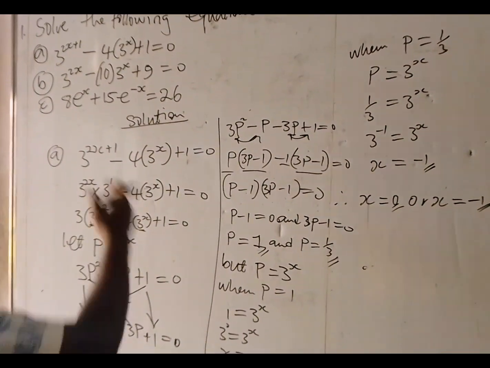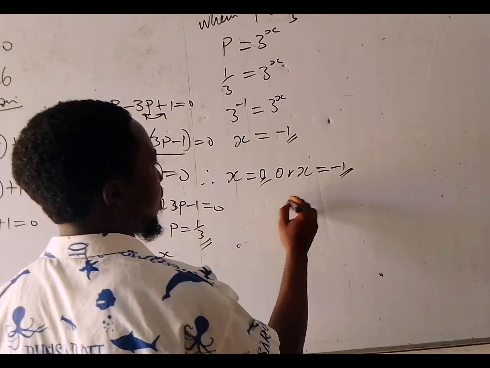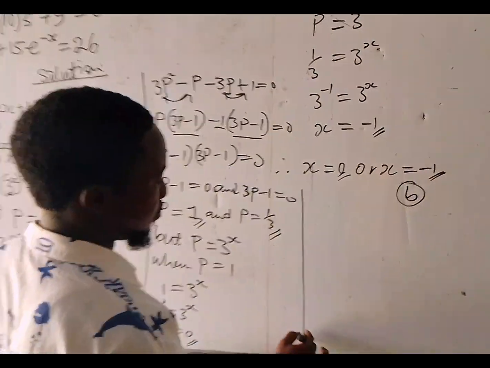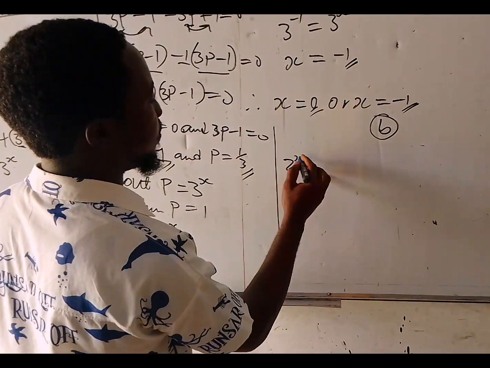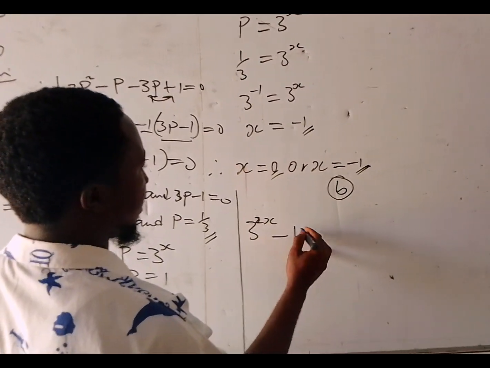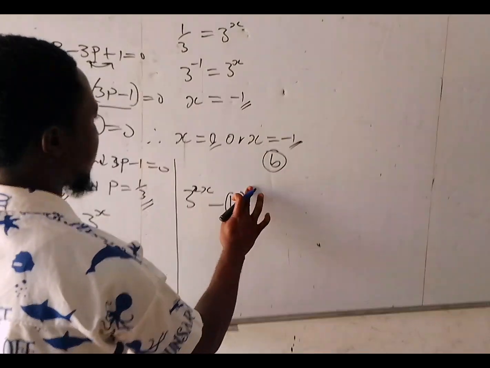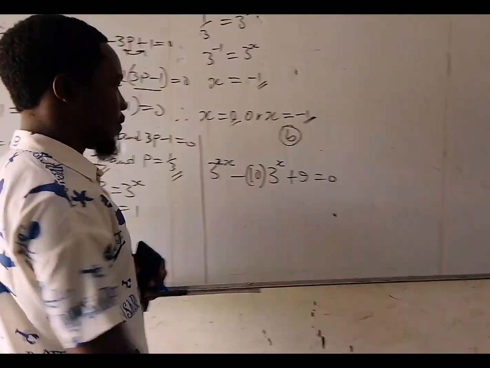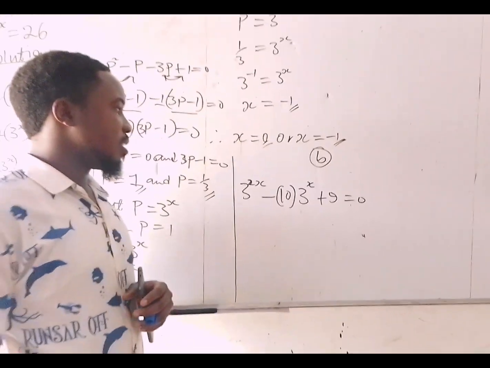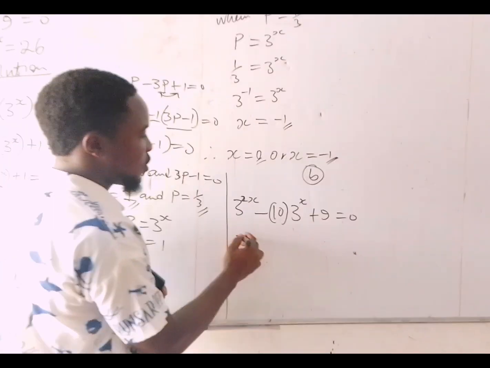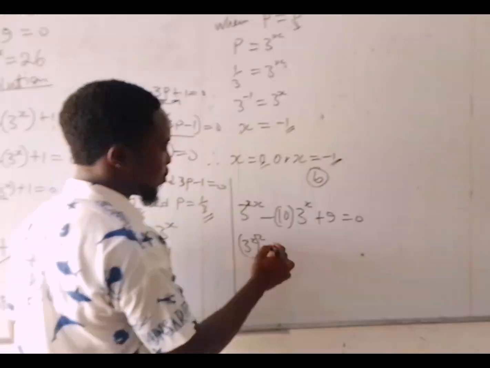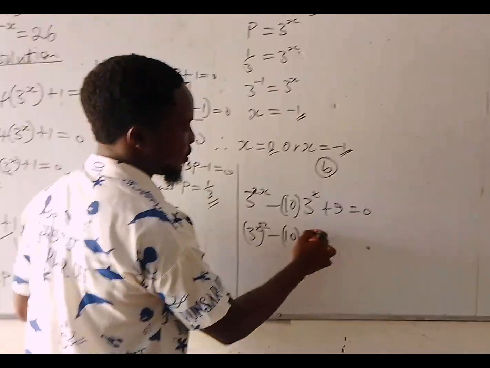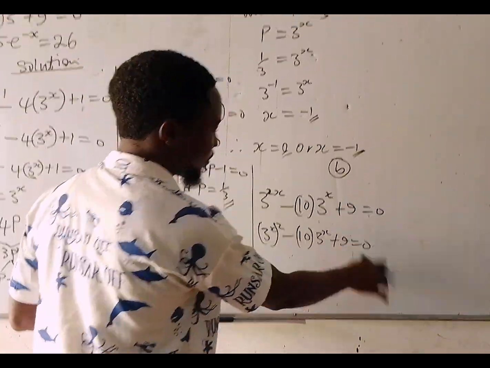Are you following? So let's look at B. So B, we have 3 raised to power 2x minus 10 into brackets 3 raised to power x plus 9 equal to 0. When you have a problem like this, let's simplify the powers. This is the same thing as 3 raised to power x, all raised to power 2, minus 10 into 3 raised to power x plus 9 equal to 0.